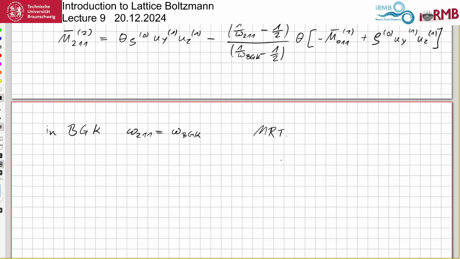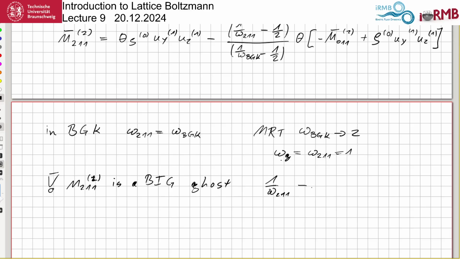But in MRT, omega BGK is going to 2. And if you want to eliminate your ghosts, so if you want to be clever and say okay, we want to get rid of them, we set them to 1. So then you have something that is not small and you divide it by something that's small. So this is a ghost, but it's a big ghost. Because 1 over omega 1 minus 1/2, which together would be 1/2, is divided by something that is basically going to 0. This will go to infinity.